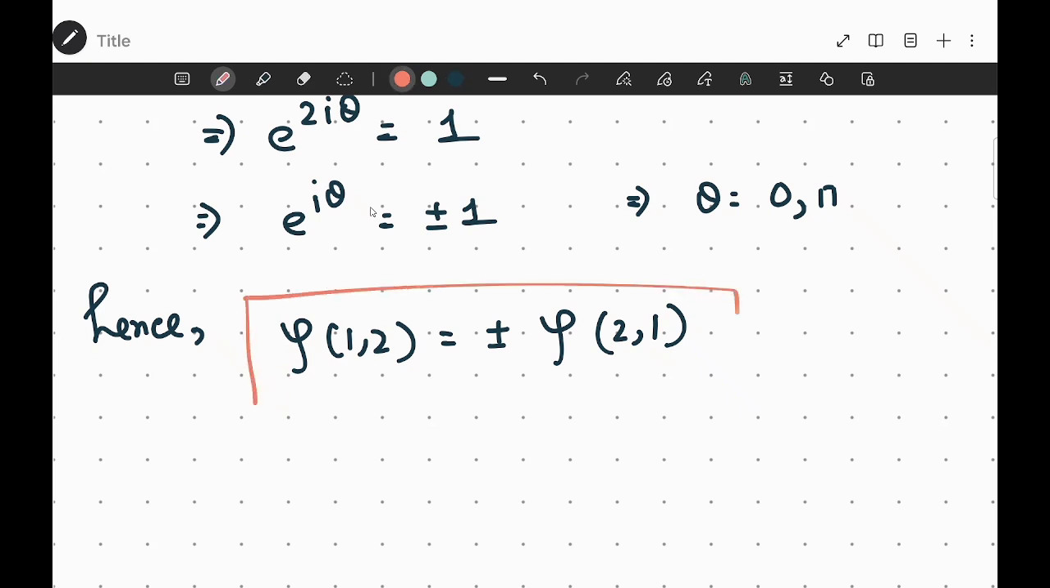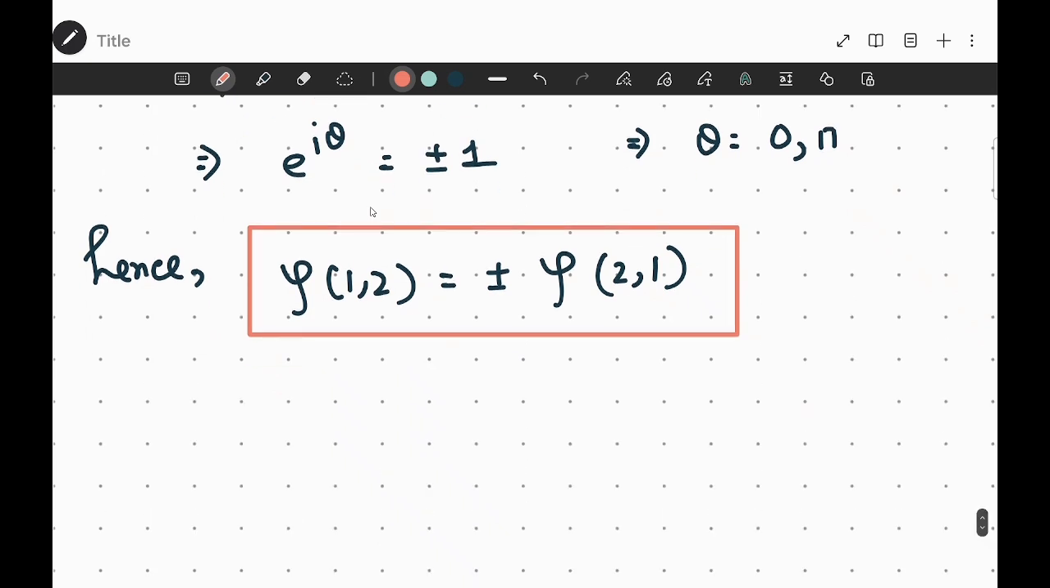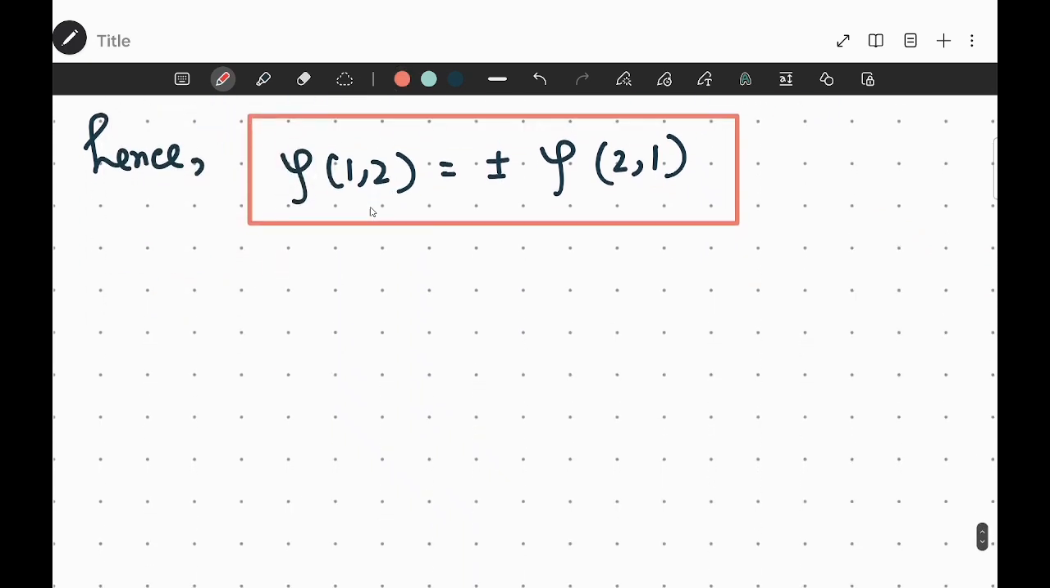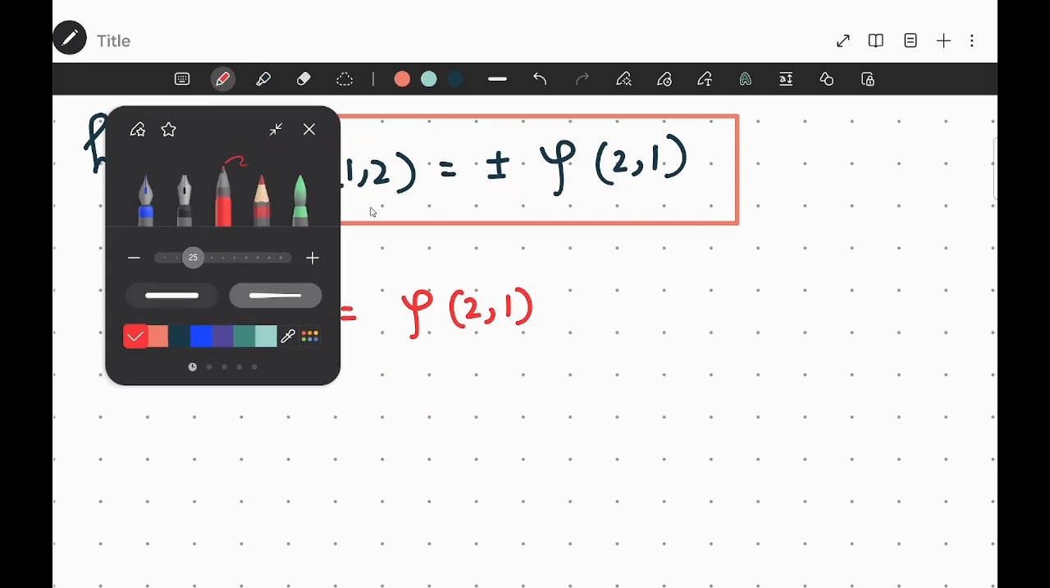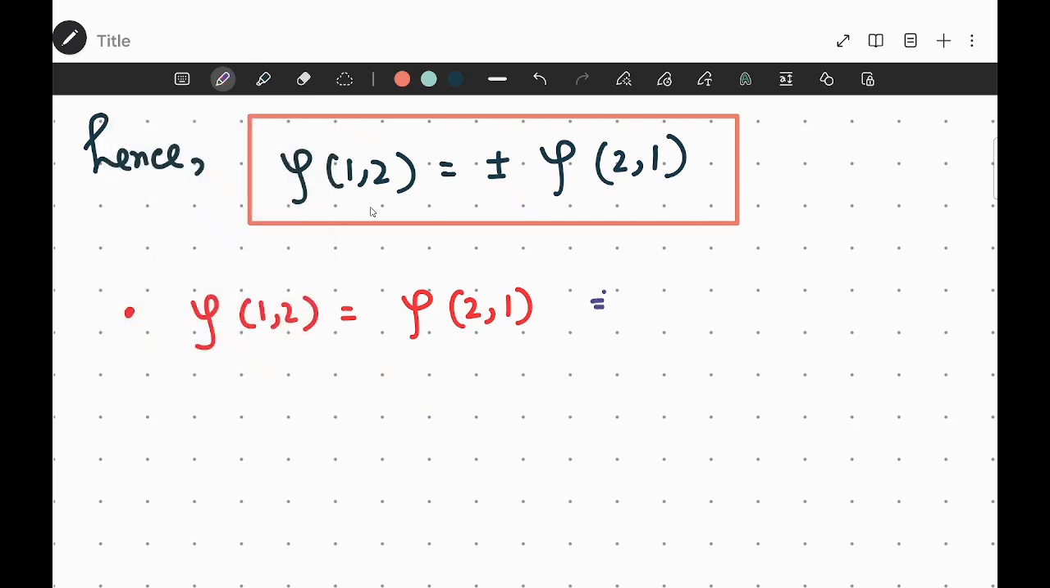Is it clear? Now, when the two cases are there, we obtain the first case: psi 1, 2 is equal to psi 2, 1. So it is symmetric, right? Boson, yes, that I will come to later, but it is symmetric. When it is minus, it should be antisymmetric, correct?